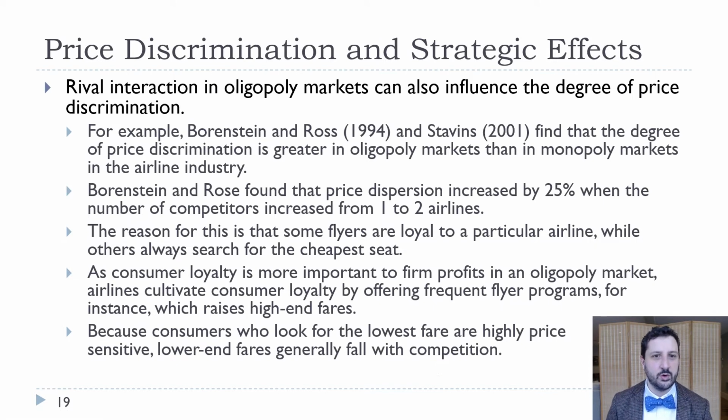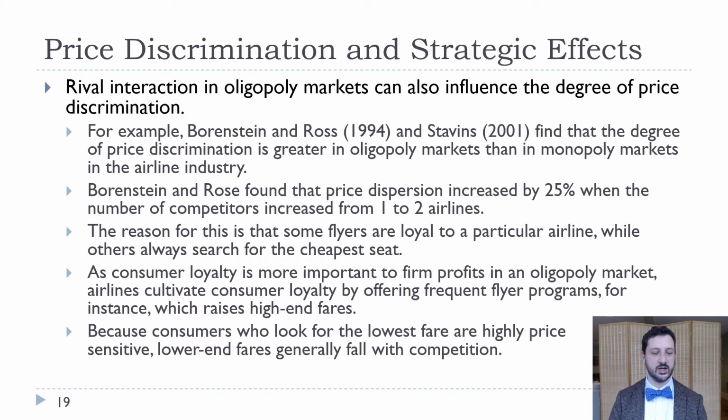Another effect that we want to think about with price discrimination is how firms use it for strategic effects. And one of the interesting things is that Borenstein and Rose and Stavins in their articles find that price discrimination is actually greater in oligopoly markets than it is in monopoly markets in the airline industry. So you can look at price discrimination in areas where there's two or three airlines covering that route versus one airline. Borenstein and Rose found that price dispersion increased by 25% when the number of competitors increased from 1 to 2 airlines.